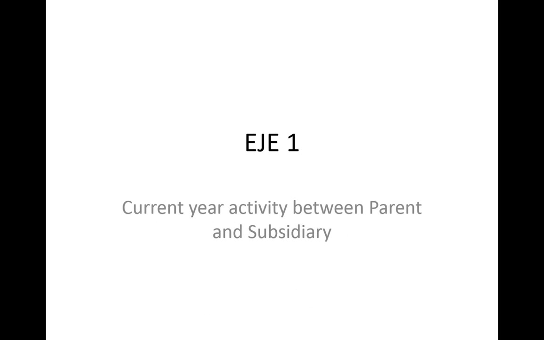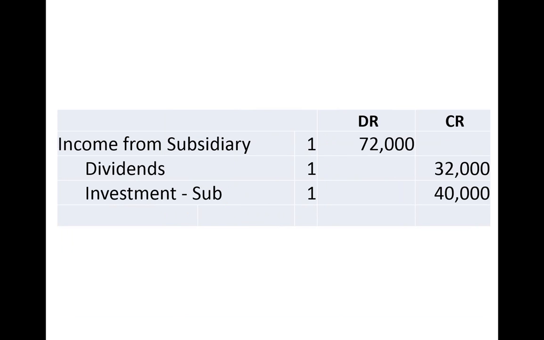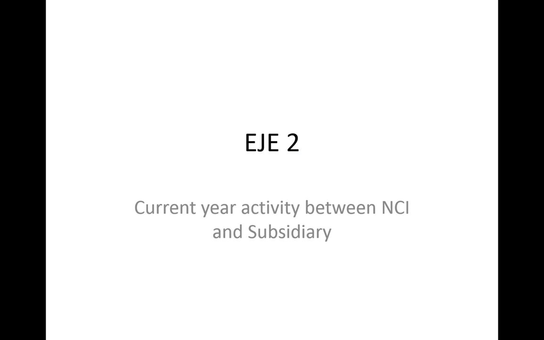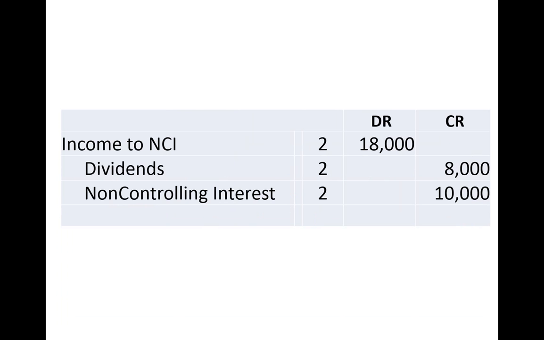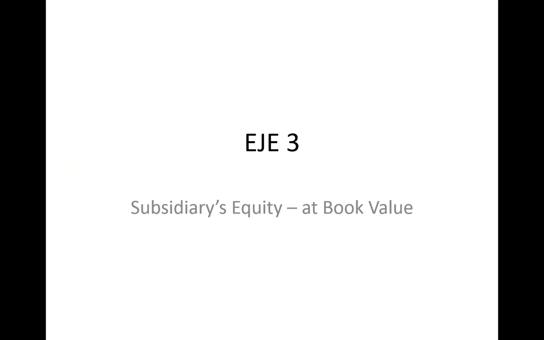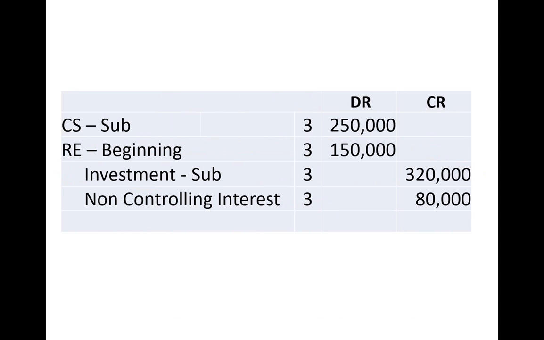We're not going to spend a lot of time on the entries that we've done since Chapter 2, and that includes the current year activity between the parent and the sub. You can see the information comes from the book value schedule, and here's the entry. We also have the NCI activity, which comes from the book value schedule. And then the last thing we see on a regular basis is the sub's equity, which comes from the book value schedule as well, and gives us the following entry.